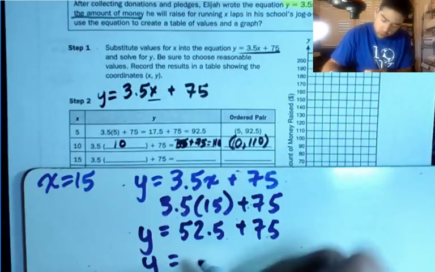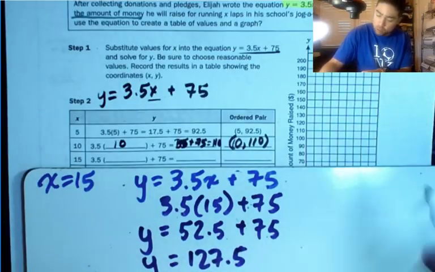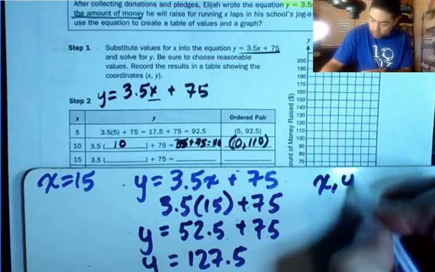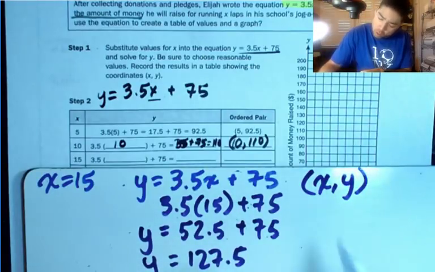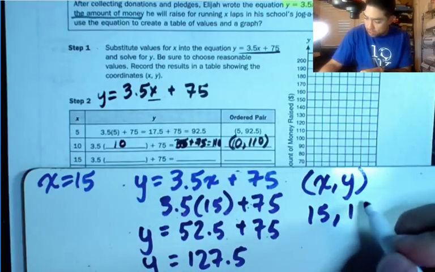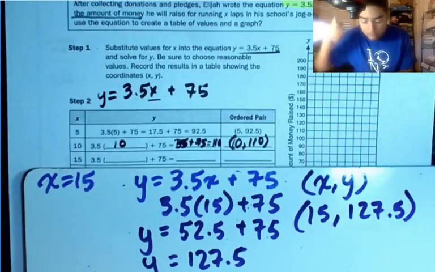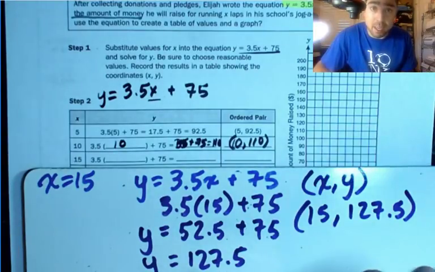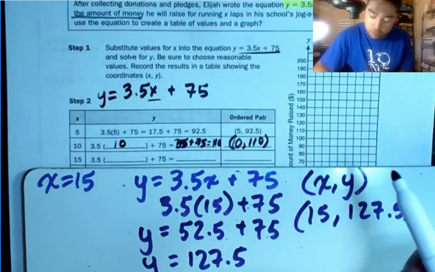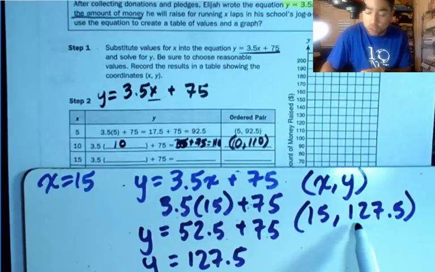Y equals 127.5, right? So again, we're going to write an ordered pair, x, y. When x is 15, y is 127.5. So earlier we talked about x was our input and y was our output. So notice we input 15 into the equation, right? And it gave us our output of 127.5.